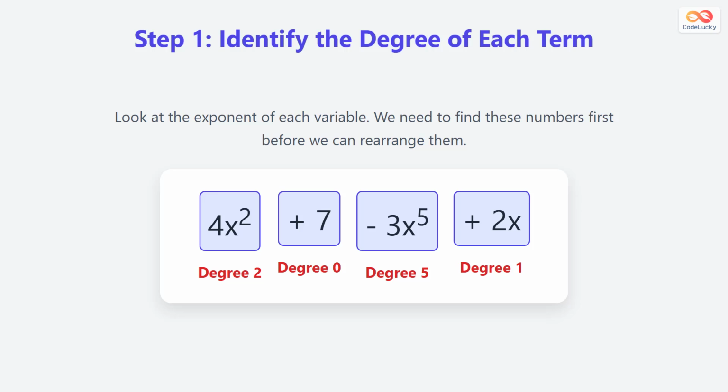Let's practice with a real example. Here is a polynomial that is all mixed up: 4x squared plus 7 minus 3x to the 5th power plus 2x. The first step is to identify the degree of every single term. 4x squared has a degree of 2. The number 7 is a constant, so it has a degree of 0. Negative 3x to the 5th has a degree of 5, and 2x has a degree of 1.